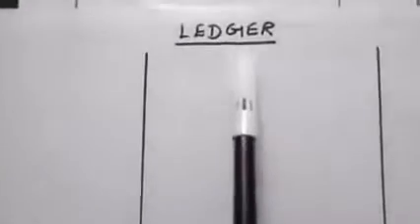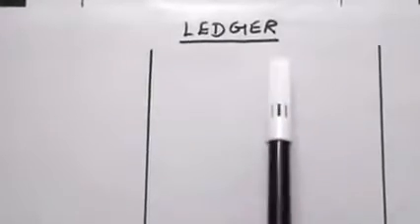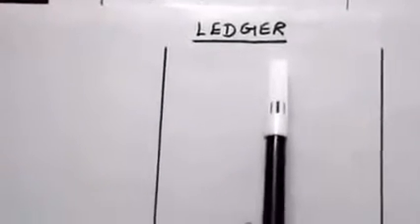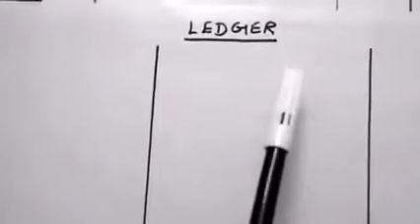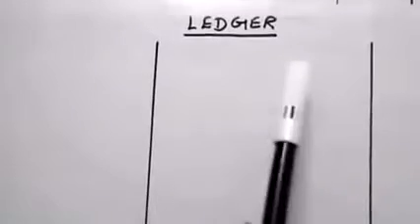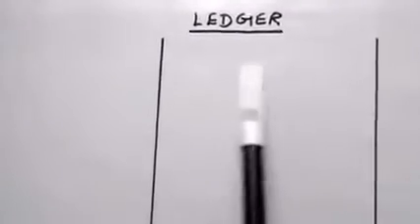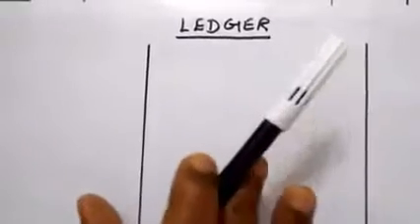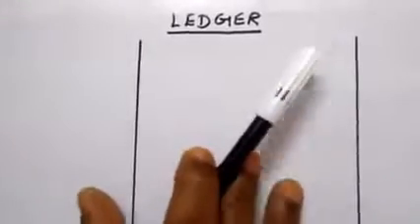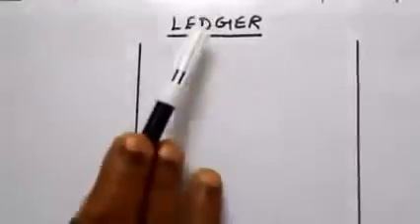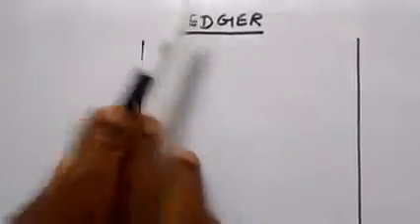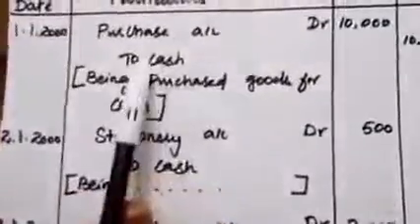Ledger is the second important stage in the accounting cycle or accounting process. In this stage of the accounting cycle, all recorded business transactions or entries are grouped on a predetermined basis. Such classification or grouping takes the form of accounts in separate books known as ledgers. Let us see the previous problem. The first entry is purchase account debtor to cash.